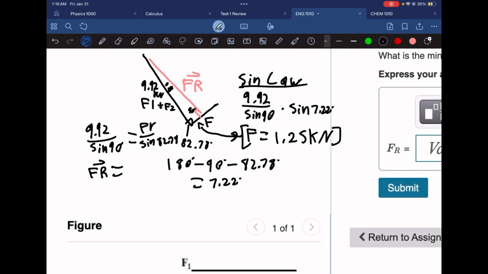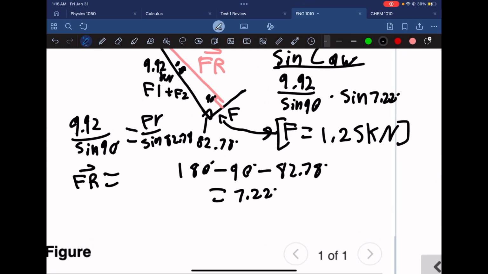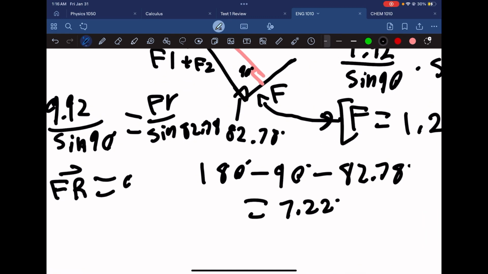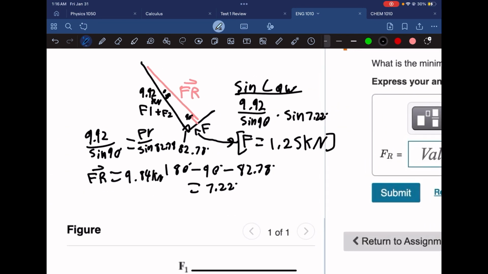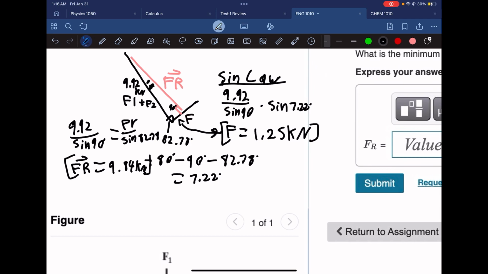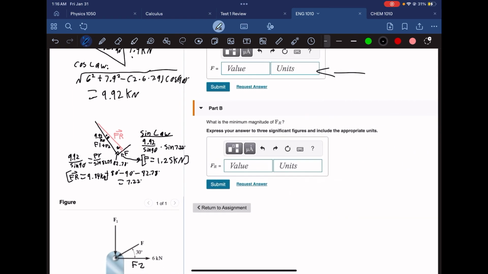And this means FR is going to equal 9.92 multiplied by sine 82.78. The reason we can just forget about the sine 90 is because sine 90 is 1, so 9.92 divided by 1 is just 9.92. So we multiply this up there, and we have 9.84 kilonewtons. And these are our answers: 9.82 kilonewtons, and F is 1.25 kilonewtons.